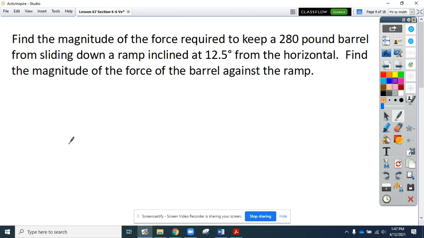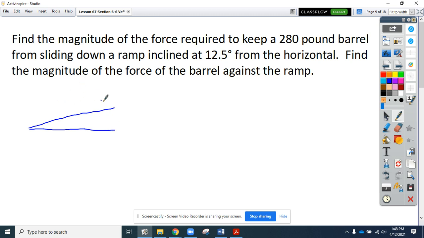All right, so our second problem here is talking about a barrel. Find the magnitude of the force required to keep a 280-pound barrel from sliding down a ramp inclined at 12.5 degrees from the horizontal. Find the magnitude of the force of the barrel against the ramp. All right, so again, picture is going to be super important. So let's have our horizontal. 12.5 degrees is a pretty skinny angle. That's not 12.5, but we're going to roll with it.